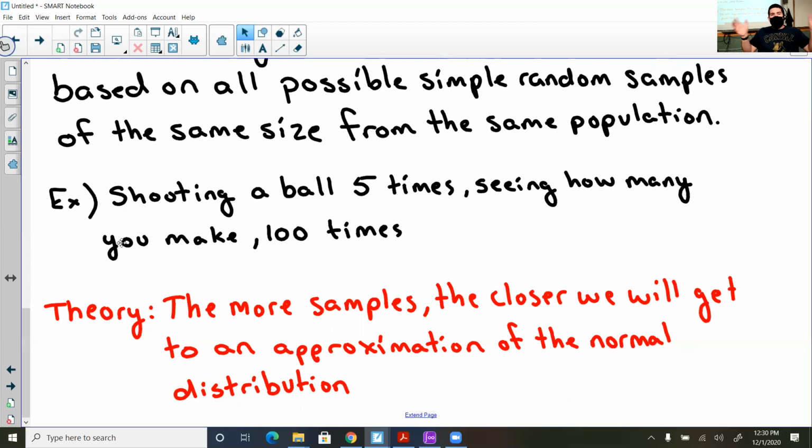Then as you have more and more and more, they start to squish together and it starts to form a nice normal curve. So that's the idea behind the activity. That's why you had to do so many of these, because we needed enough samples so that we can, in our good statistical consciousness, make an approximation using the normal distribution.